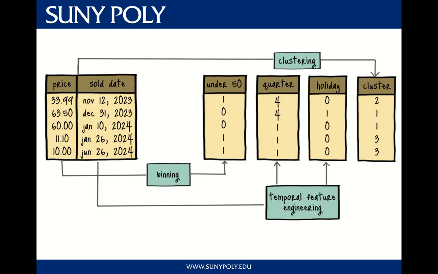Here we have more examples. This is the dataset, a very simple one, only two columns, price and a date. So here there are three different strategies to do some feature engineering. The first one is binning. Binning means that we're transforming a numerical variable into a categorical variable. So here, for example, the price is under 50. If it's under 50, for example the first observation is 33.99, it's below, right? It's under 50, then it's equal to 1. But if it's above or equal, then the variable is going to be 0. So the second observation is 63.5.